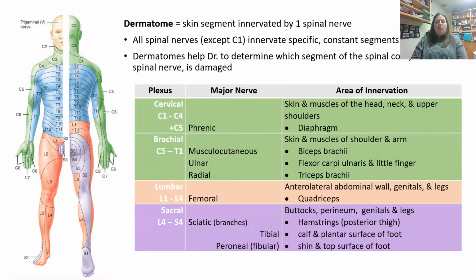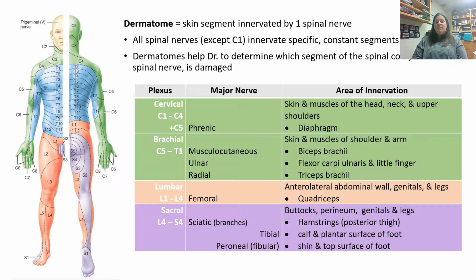The sacral is L4 through S4. These are going to have the sciatic branches. They're going to get information. They're going to innervate the buttocks, perineum, genitals, and legs. The sciatic branches are going to communicate with the hamstrings.